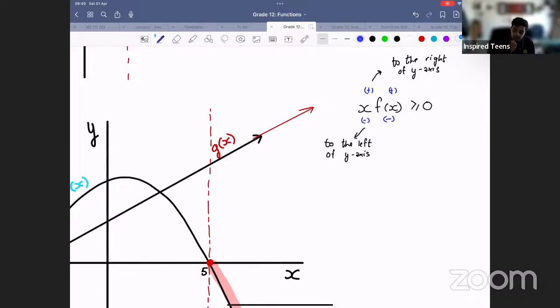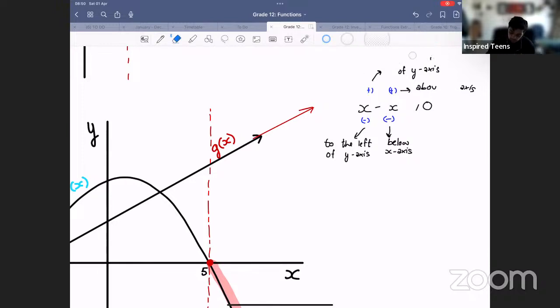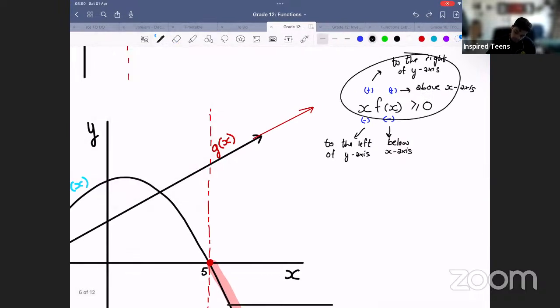So basically you need to solve the portion of the graph where x times f of x, where x is positive and f of x is positive. x being positive means it's to the right of the y-axis, and y being positive means it's above the x-axis, and y being negative means below the x-axis. Essentially, you have to do both, you have to do this and you have to do that, because both would satisfy this inequality, where both are positive and both are negative.